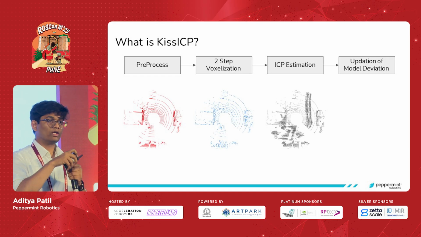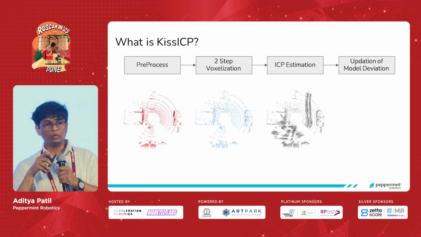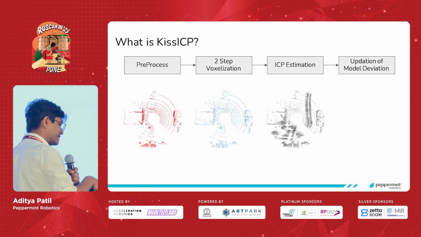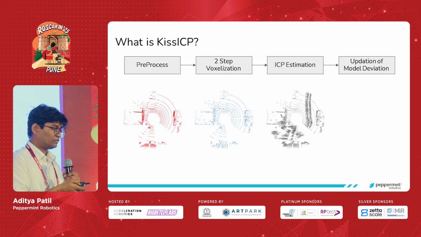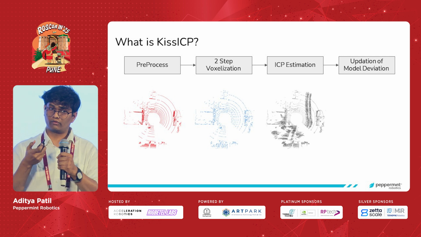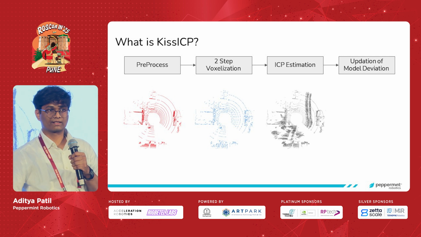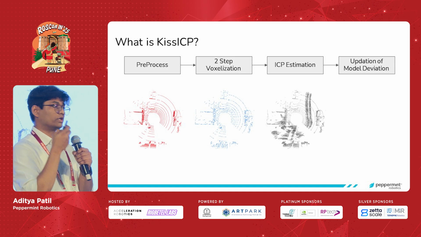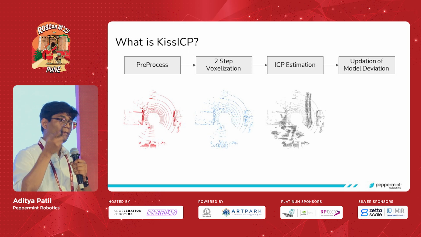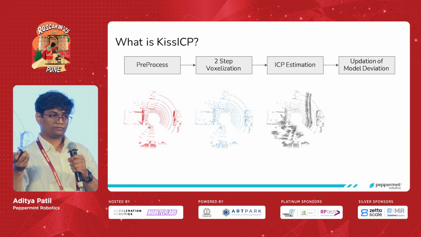Next, once we downsample with the voxels, we create a local map. We use this local map to perform ICP between the current scan and the local map. And then we have model updation. When we are performing ICP, iterative closest point, between the local map and the current scan, we find correspondences. Correspondences perform a one-to-one matching between each point in the local map and the scan.